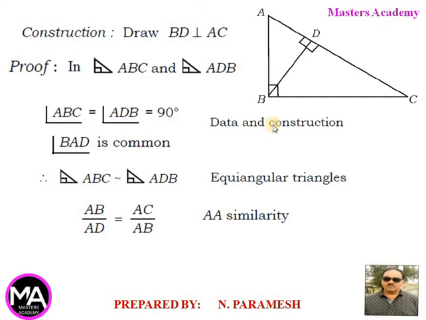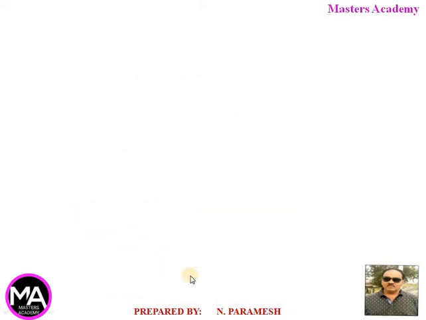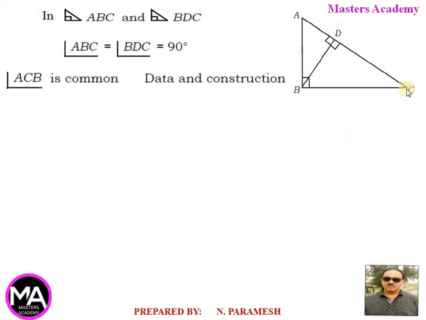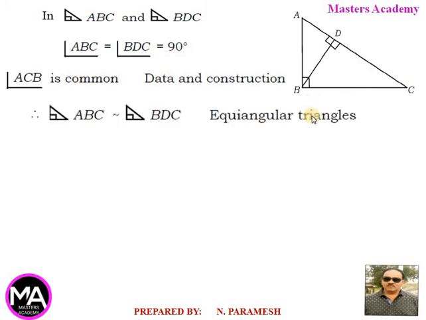Therefore AB by AD is equal to AC by AB. AA similarity criteria. Cross multiplication: AB into AB, AB square is equal to AC into AD. Call this equation 1. In triangle ABC and triangle BDC, angle ABC is equal to angle BDC is equal to 90 degrees. Angle ACB is common. Reason: data and construction.